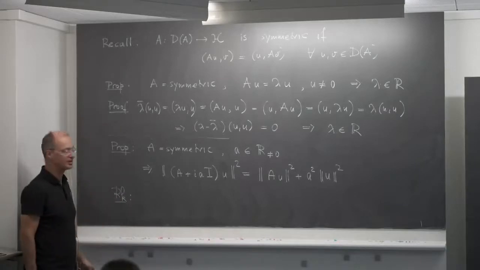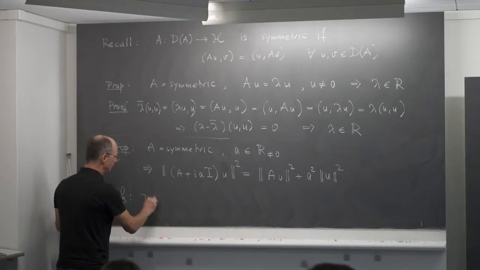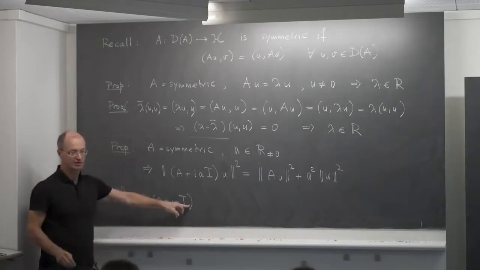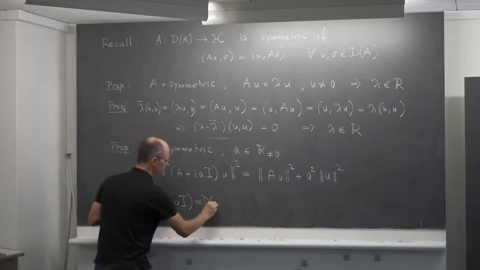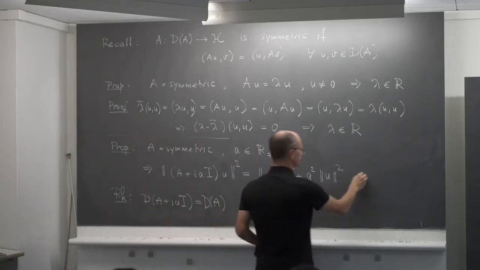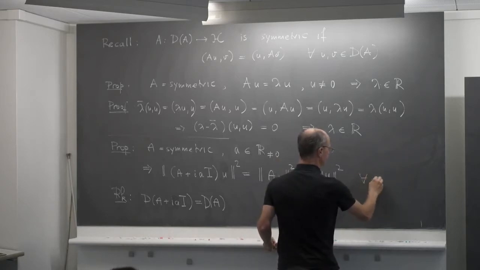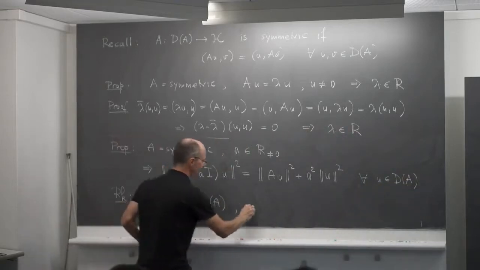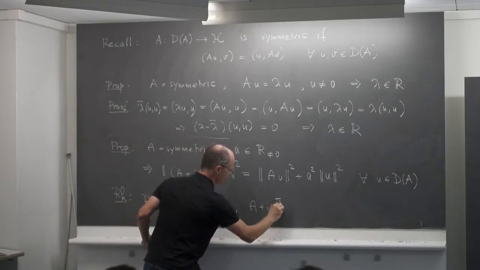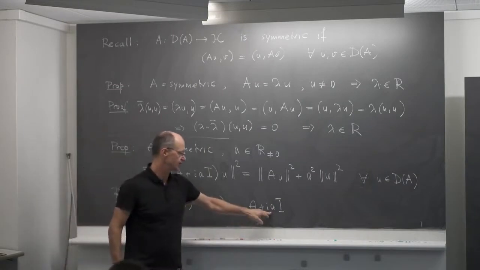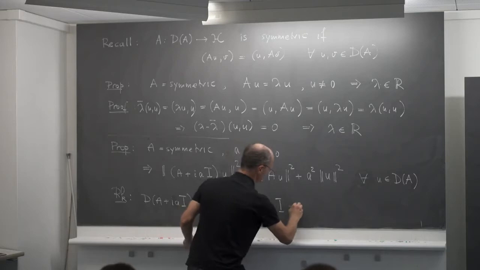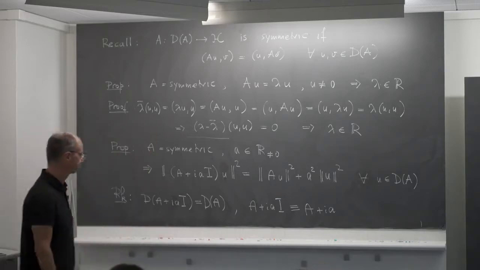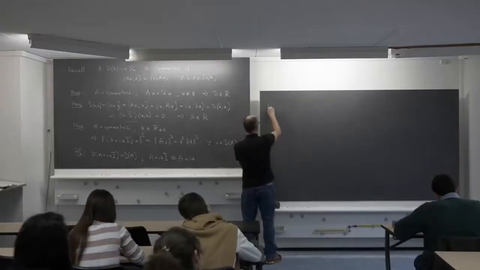Maybe one remark on notations and definitions. By definition, we say that the domain of that operator we just simply put equal to the domain of A, so here for all u in the domain of A. Also, another thing about notations, of course, it's more correct to write A plus ia times the identity, but many people often abbreviate and don't write the identity.